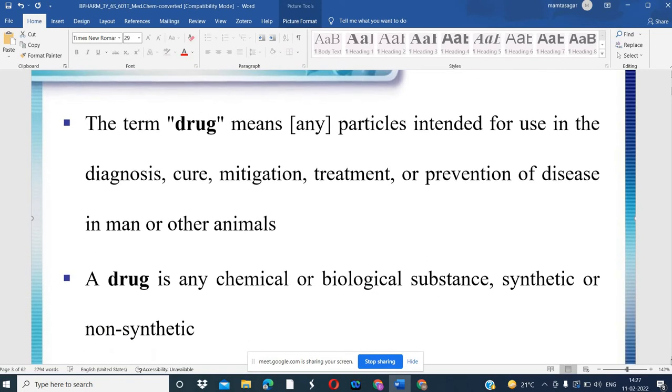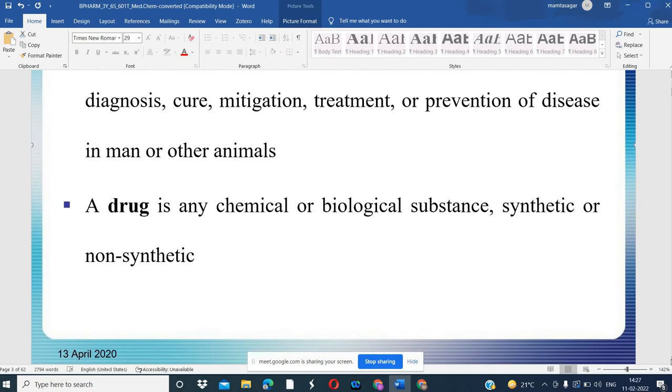Okay. So drug is any chemical or biological substance, synthetic or non-synthetic. This is a simple definition. Drug is any chemical or biological substance. It can be chemical or biological, because most of the time we take the natural medicines. Because we eat the food and sometimes if we feel any problem, we used to take the home remedy. That is also a biological substance. Natural substance we are taking. It may be synthetic or non-synthetic.